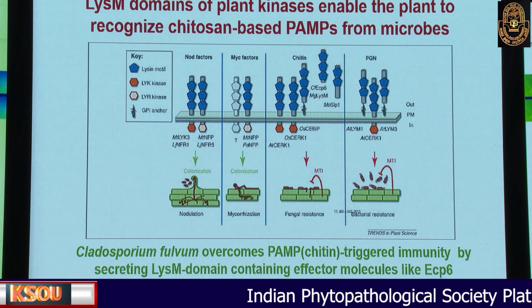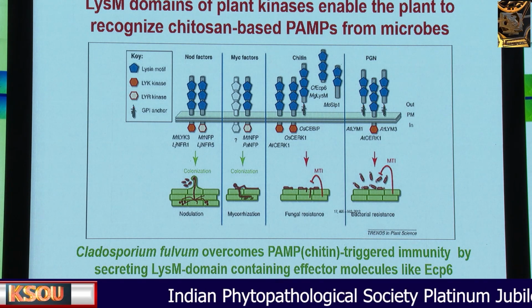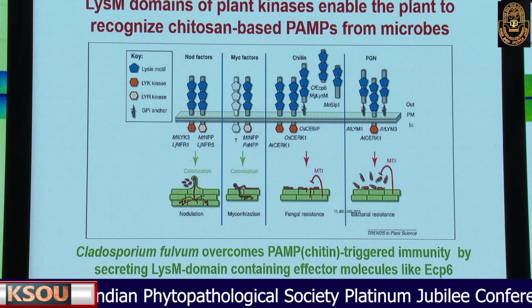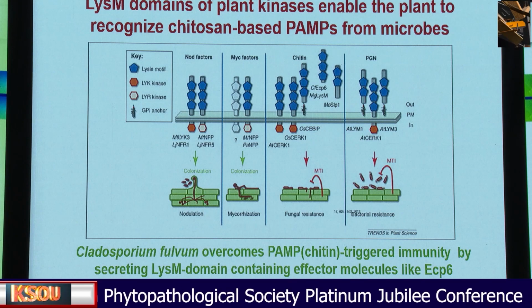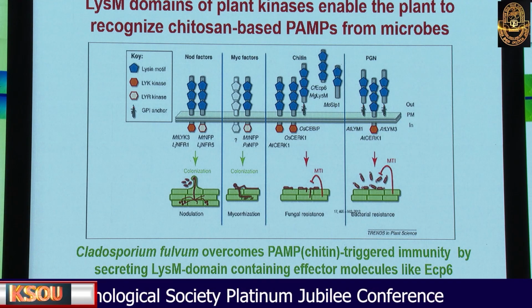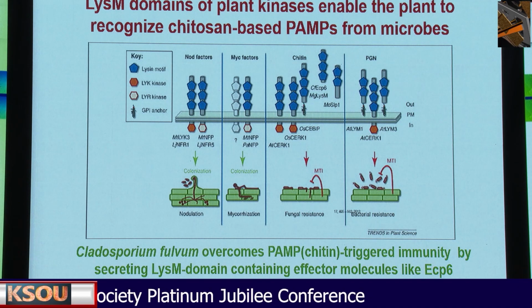You can see in all the 4 cases, in the first case there is a NOD factor. When it is interacting with the lysin motif containing receptor-like kinase, when it is interacting with the NOD factor, it activates the symbiotic pathway and allows the colonization. And similarly, when it is interacting with the MYC factor, it allows colonization.